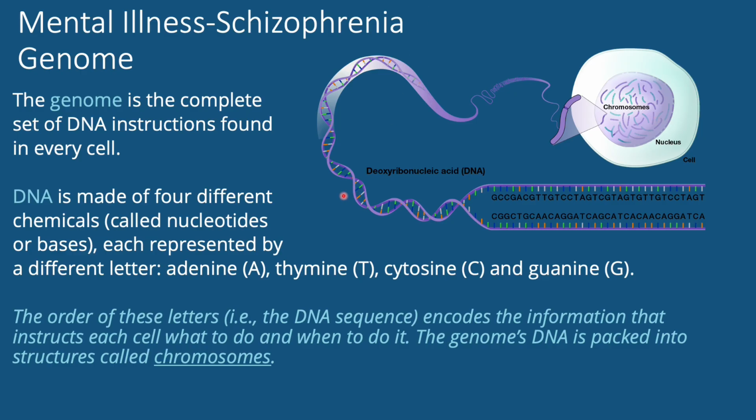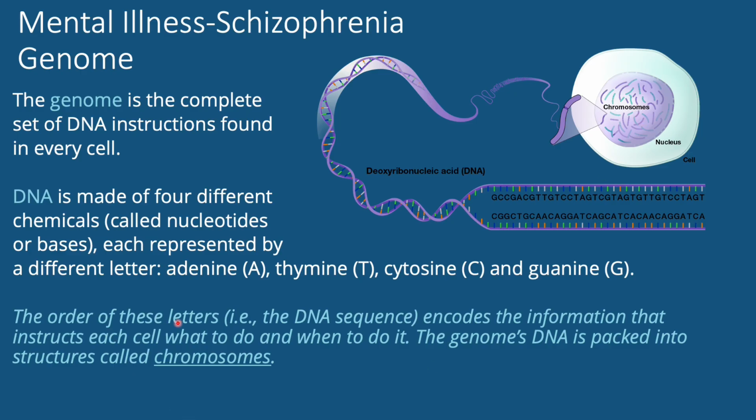The DNA is made of 4 different chemicals. These are called nucleotides or bases. Here they are in detail. Each of these nucleotides or bases are represented by a different letter. Adenine, A, thymine, T, cytosine, C, guanine, G. You can see them here. They compose the DNA. The DNA is compacted into the chromosomes inside the nucleus of the cell.